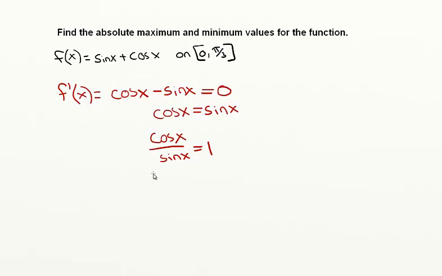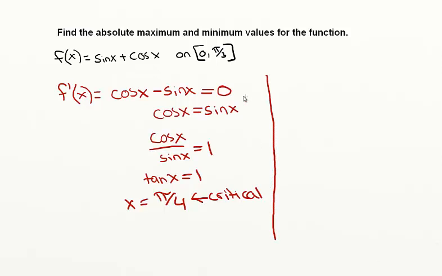Note cosine of x over sine of x is just tangent of x, and tangent of x equals 1 at x equals pi over 4. So this is our critical number. Now that's the only critical number, so we only have to worry about pi over 4 and the endpoints. So this is what's called the closed interval method. Since we have the function and it's continuous on this closed interval, we can just evaluate f at its endpoints and at the critical points.